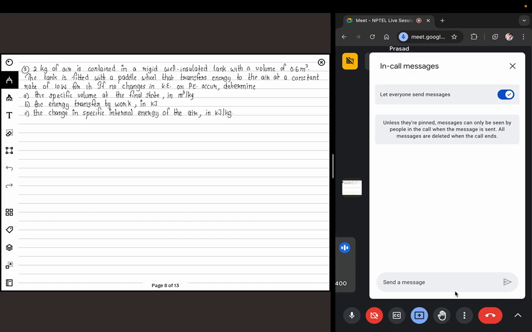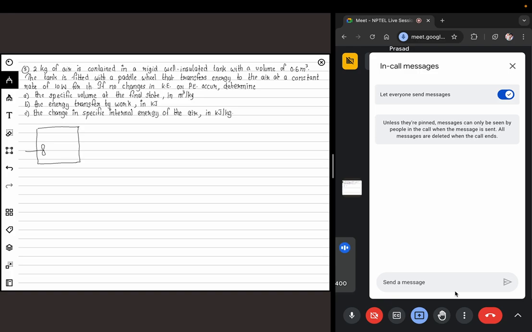So the next one is again a kind of an icebreaker. There is a rigid, well insulated tank. So we have a rigid tank that is completely insulated from the surroundings. The volume is specified, and the mass of air is also specified. The only difference now is you have a paddle wheel, a wheel that is connected to it, continuously transferring energy to the air at a constant rate of 10 watt for 1 hour.